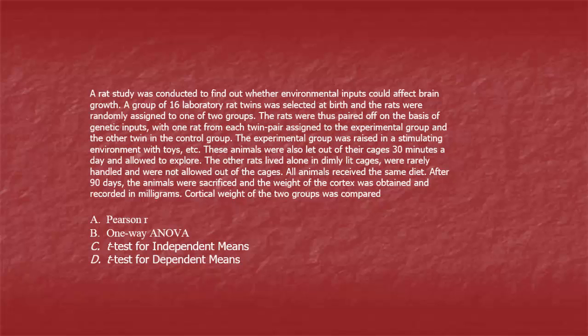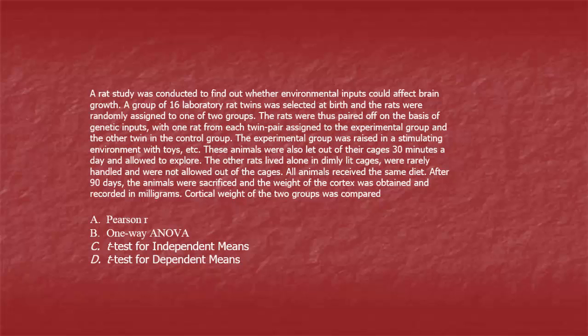Next one, a rat study was conducted to find out whether environmental inputs could affect brain growth. A group of 16 rat twins, so rats that are twins, they were bred to be twins, was selected at birth, and the rats were randomly assigned to one of two groups. The rats were thus paired off on the basis of genetic inputs, with one rat from each twin pair assigned to the experimental group and the other twin in the pair into the control group. So none of the rat twin pairs would be in the same group. They're going to be separated out into two groups.